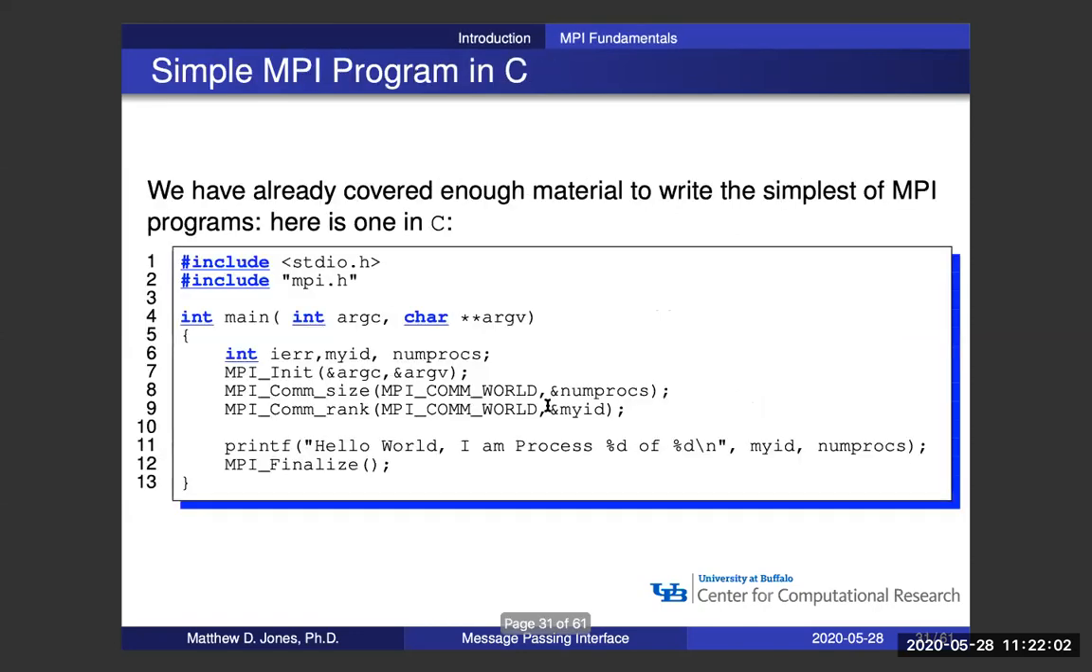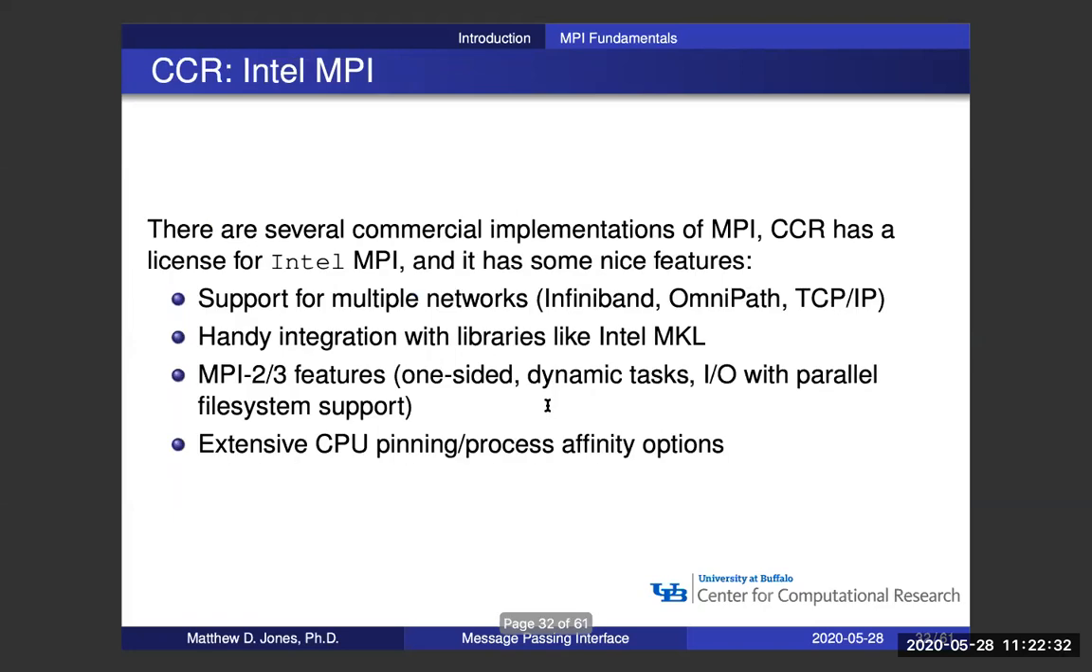Okay. So we've already done enough to do a simple hello world program in MPI. That's shown in the box here. You can see that on line 2, we're including our MPI header file. Line 7, we do our MPI_Init. Lines 8 and 9, MPI_Comm_size and MPI_Comm_rank. And then we print out "hello world, I am process i of n," and then we shut it down. We're not doing anything terribly interesting in this example other than printing hello world, but that's enough to illustrate how to actually run this thing.